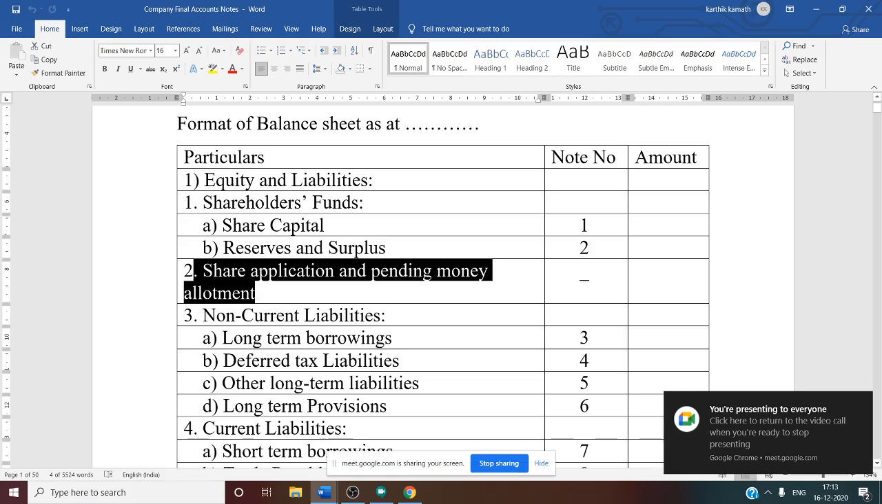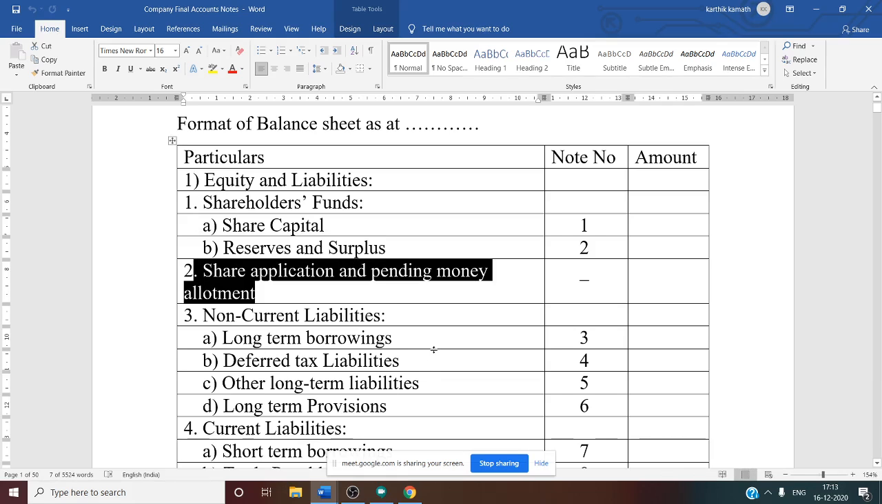Then share application pending allotment. If any allotment is not made but application money is received by the company, in that case you have to show that amount under this heading. That is point number two.